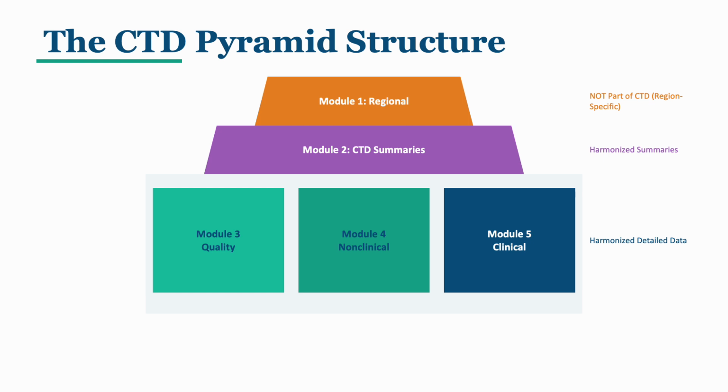Module 2, shown in purple, contains the summaries and overviews of the detailed information found in Modules 3, 4, and 5. This is where reviewers often start because it provides a condensed view of all the data. At the base of the pyramid, we have the detailed data. Module 3 contains quality and manufacturing information, CMC. Module 4 contains non-clinical study reports including pharmacology and toxicology, and Module 5 contains clinical study reports.